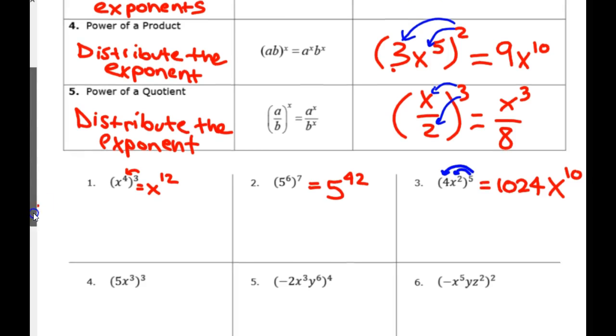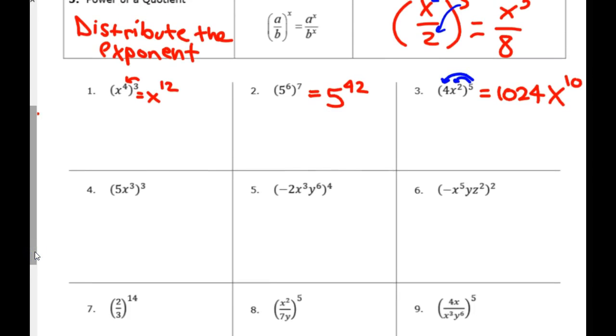4. Again, distribute that power. So the 3rd power goes to that 5. That 3rd power goes to that one. Now, 5 to the 3rd power. 5 times 5 times 5 is 125.